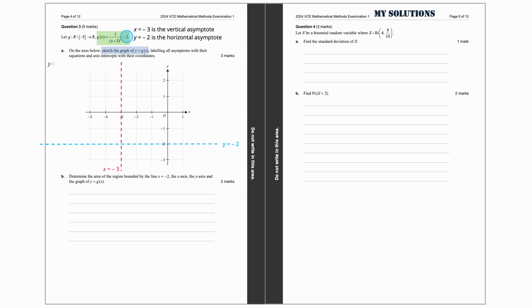To determine the y-intercept, we are going to let x equal 0. So g of 0 is going to be equal to negative 17 over 9. We can plot the point and label it with the two coordinates, 0 and negative 17 over 9. Now we are going to calculate the x-intercept. Let y equal 0.